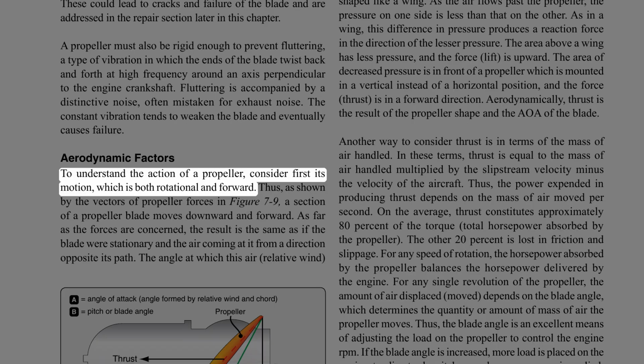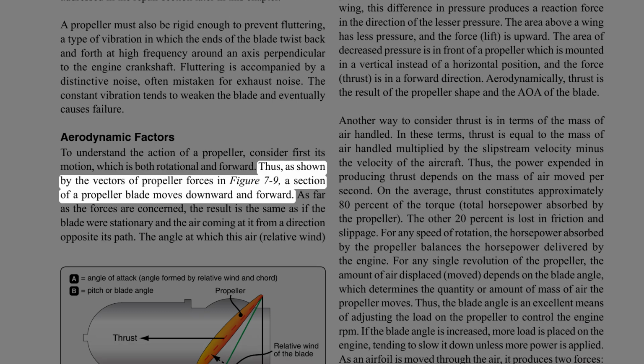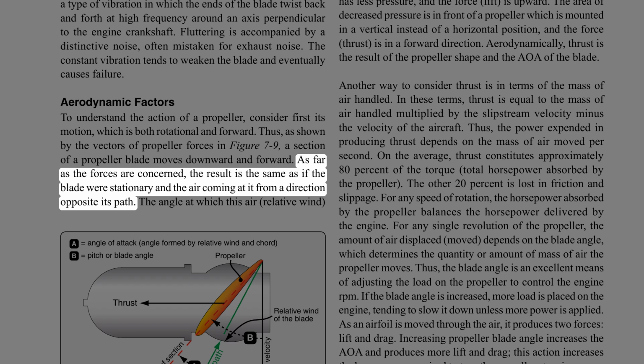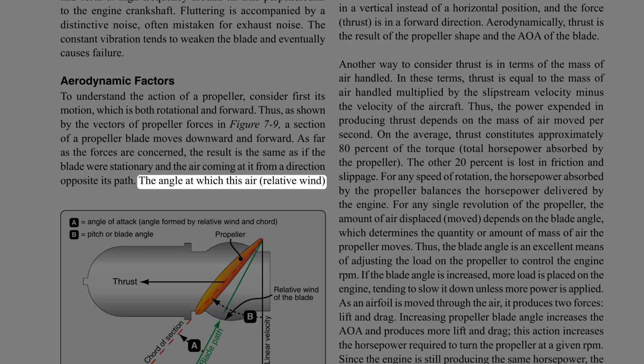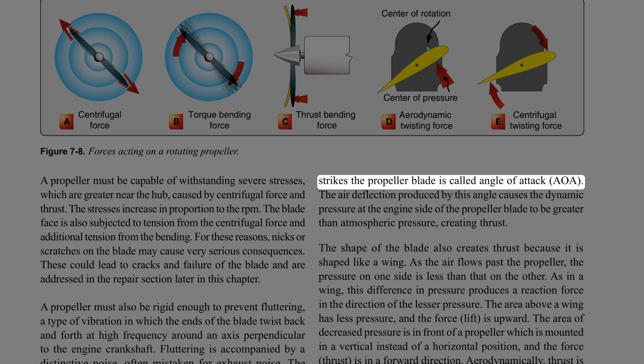Aerodynamic factors. To understand the action of a propeller, consider first its motion, which is both rotational and forward. Thus, as shown by the vectors of propeller forces in Figure 7-9, a section of a propeller blade moves downward and forward. As far as the forces are concerned, the result is the same as if the blade were stationary and the air coming at it from a direction opposite its path. The angle at which this air, relative wind, strikes the propeller blade is called angle of attack, AOA.